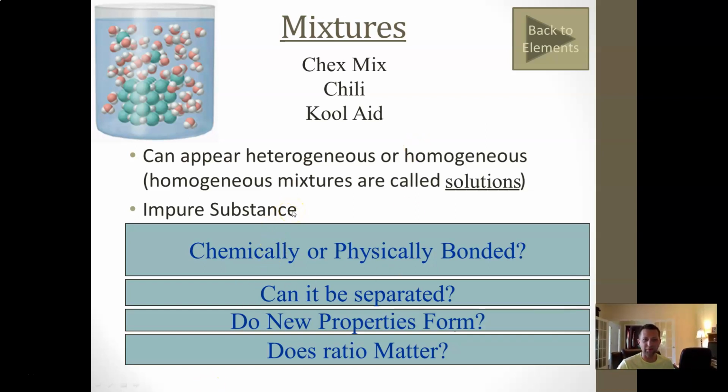There's no definite set of chemical properties or physical properties for Chex Mix. It doesn't have an exact chemical formula, so it doesn't have a definite set of properties you could look up. So elements and compounds, you could look those up online. You can look them up in a textbook or a reference book of chemical elements and compounds, and you could look up those definite values. Not the case for mixtures.